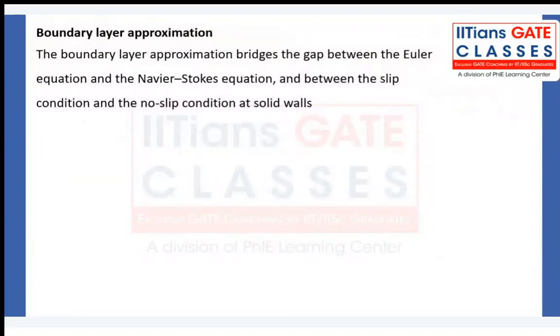Note down the next chapter, boundary layer approximation. We also say boundary layer theory, BLT. The boundary layer approximation is basically bridging the gap between the Euler equation and Navier-Stokes equations, right?